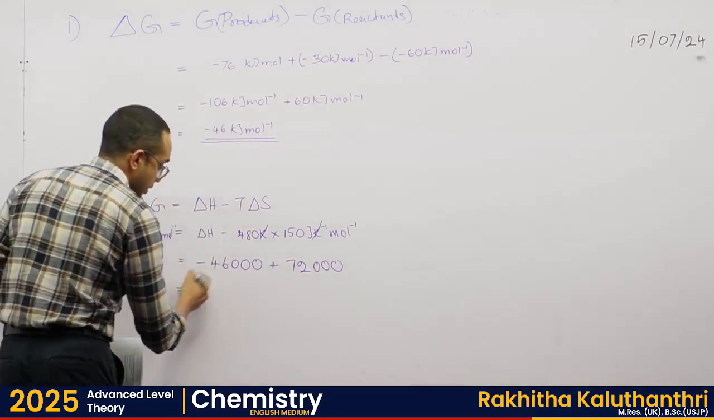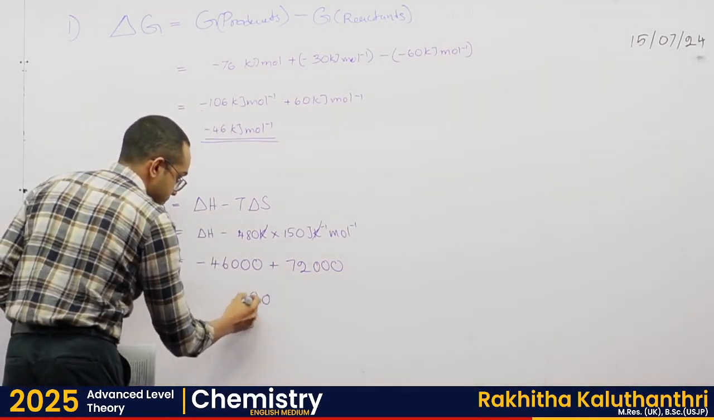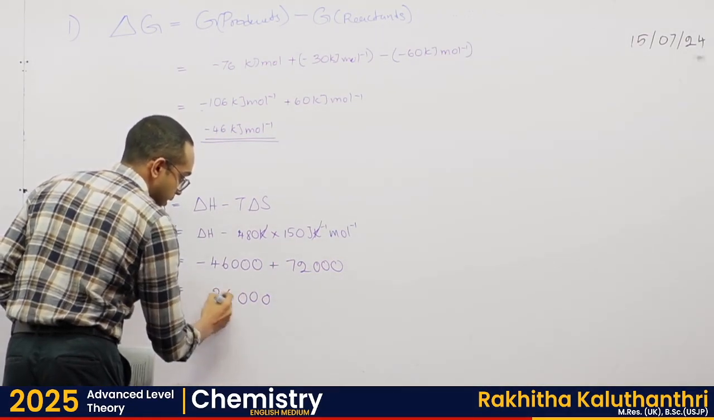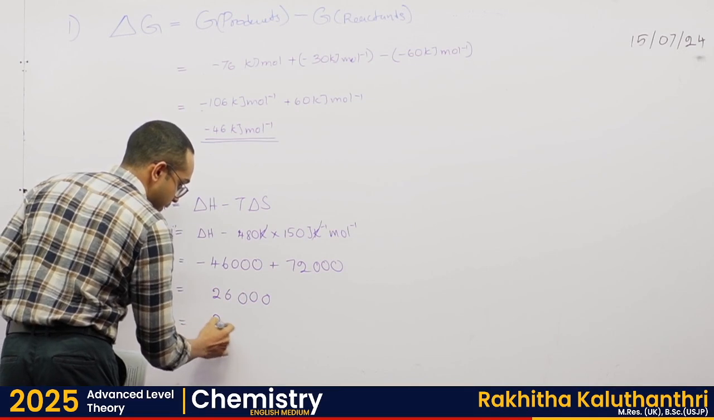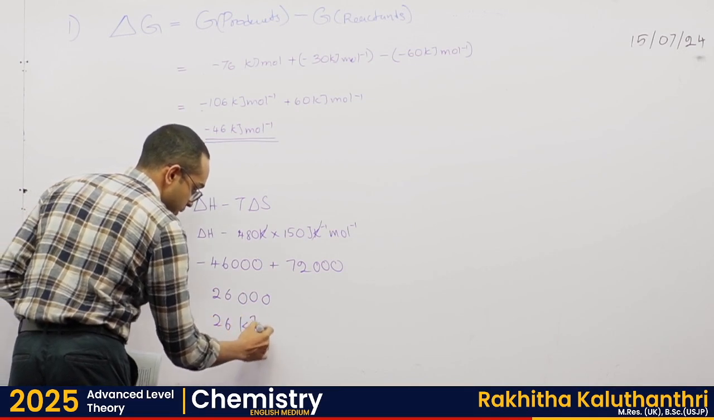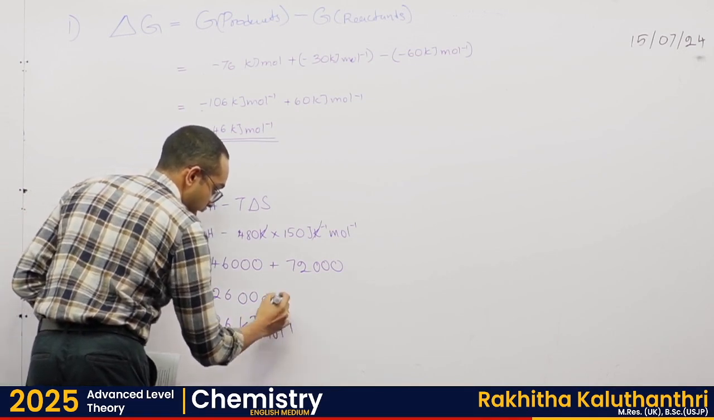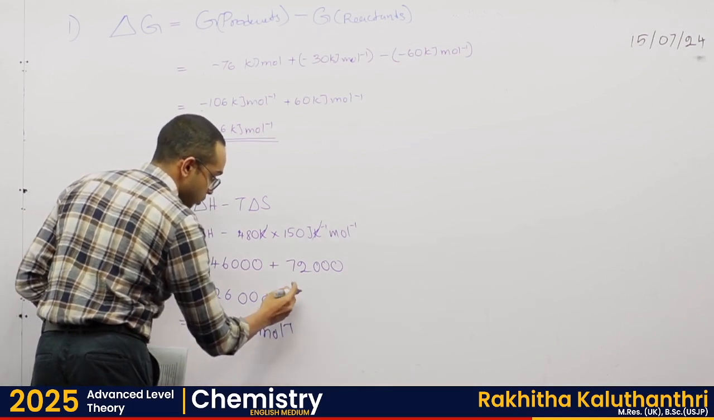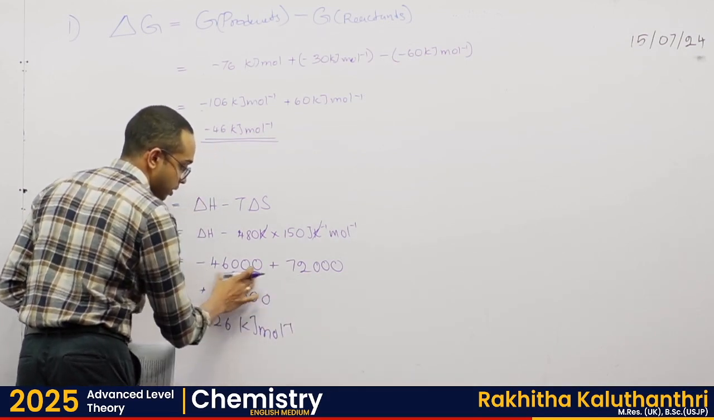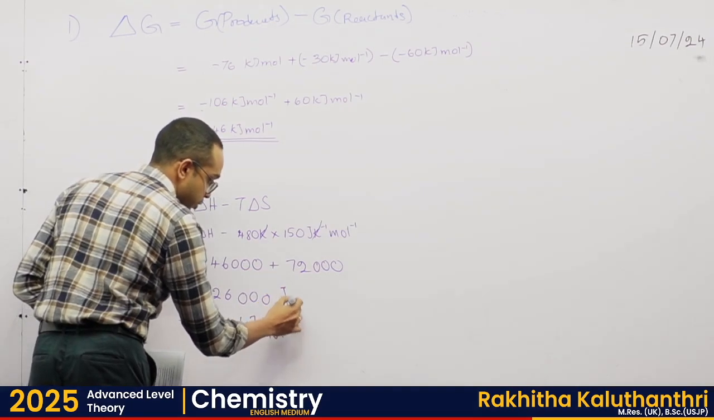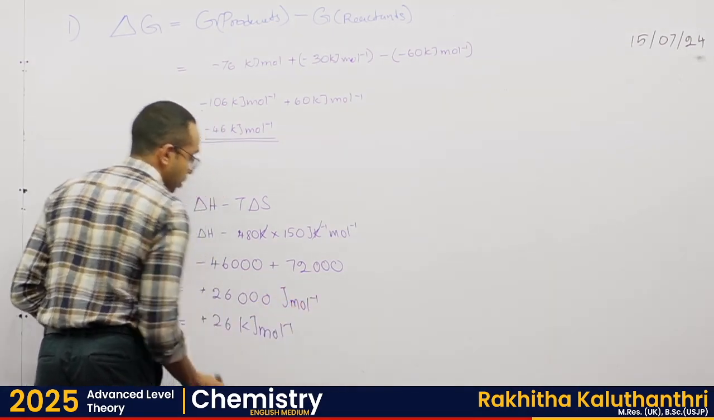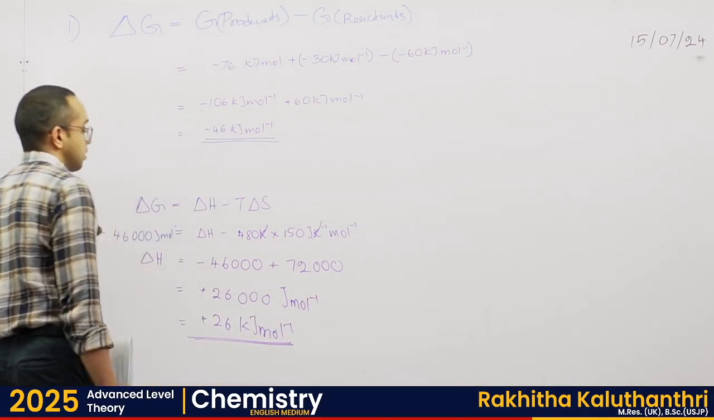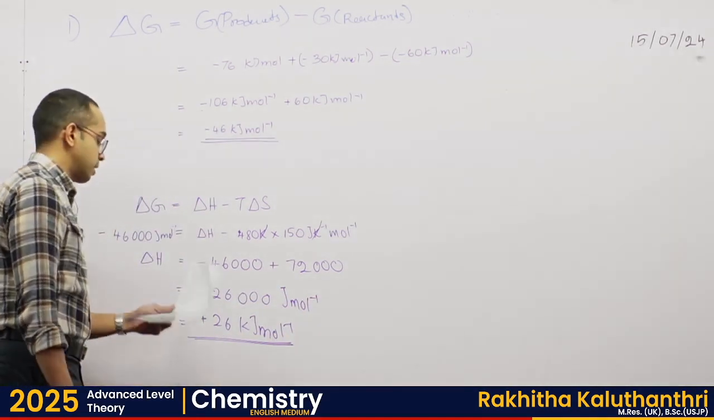Right? So then the difference between the two should be written. So you have 6 here, 26,000. Yeah, so 26 kilojoules per mole, and this is going to be positive, right? So 72,000 is greater than 46,000, right? So this is joules per mole, this is kilojoules per mole, right? So this is the answer for that question.